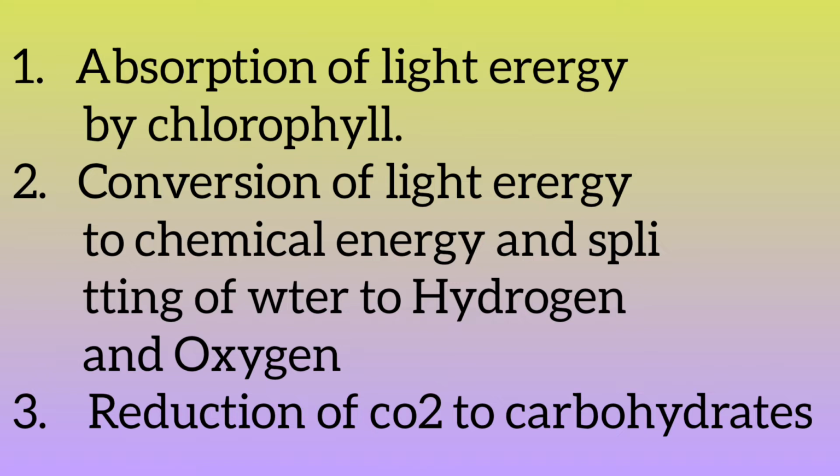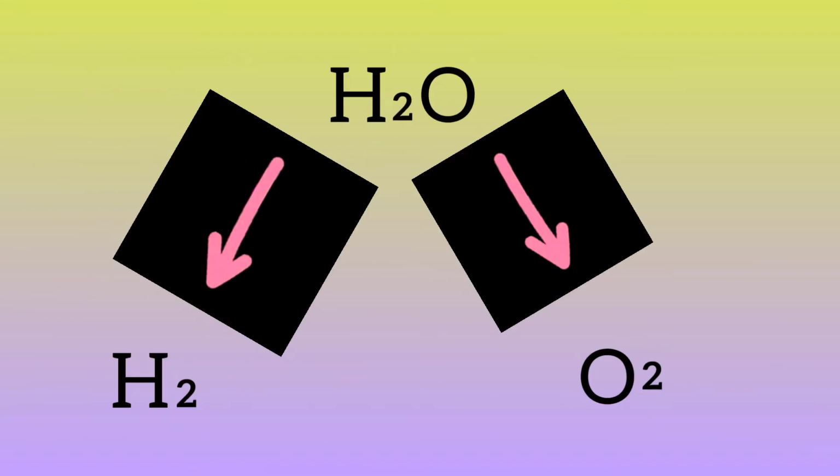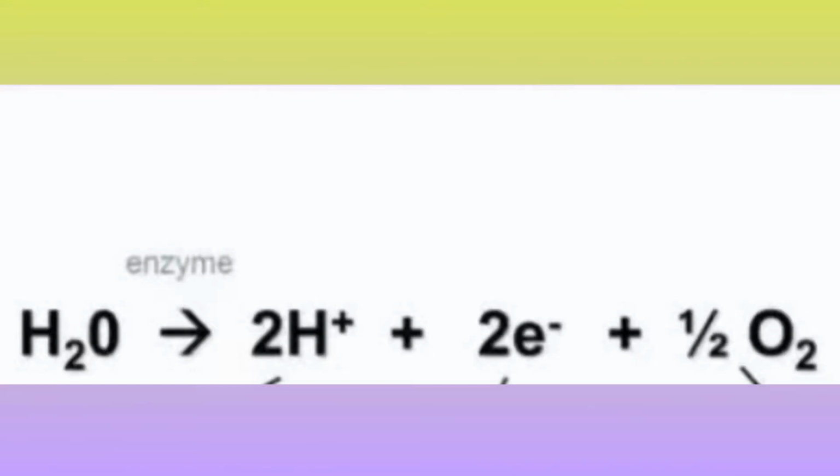Absorption of light energy by chlorophyll, conversion of light energy to chemical energy and splitting of water molecule into hydrogen and oxygen, and reduction of carbon dioxide to carbohydrates. In the second step, the water molecule is split into hydrogen and oxygen. The oxygen formed as a byproduct of photosynthesis comes from water. Thus, water is the source of oxygen in photosynthesis.